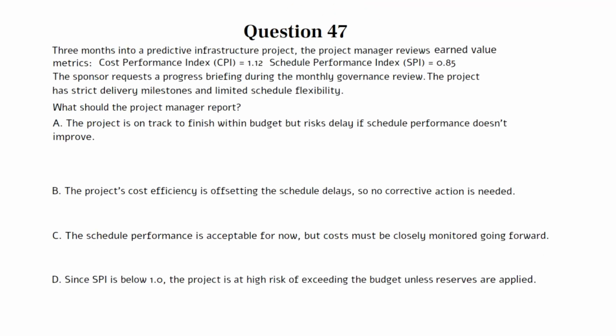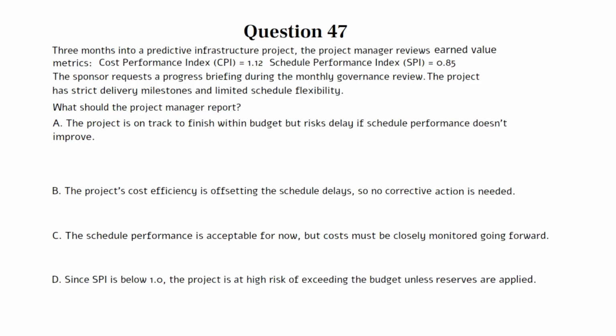Question 47. Three months into a predictive infrastructure project, the project manager reviews earned value metrics. Cost performance index equals 1.12. Schedule performance index equals 0.85. The sponsor requests a progress briefing during the monthly governance review. The project has strict delivery milestones and limited schedule flexibility. What should the project manager report?